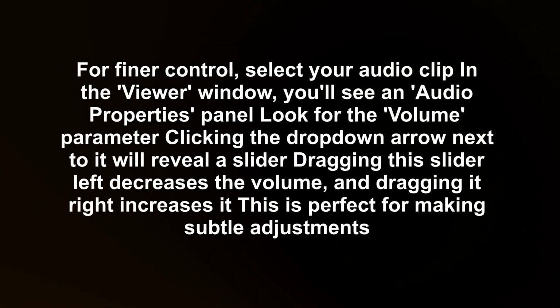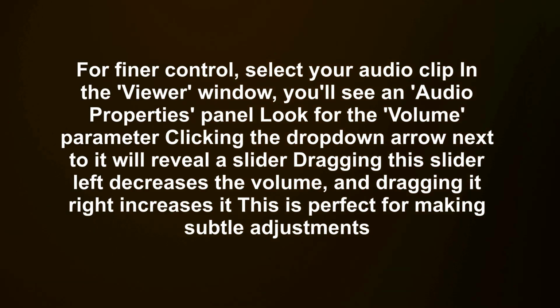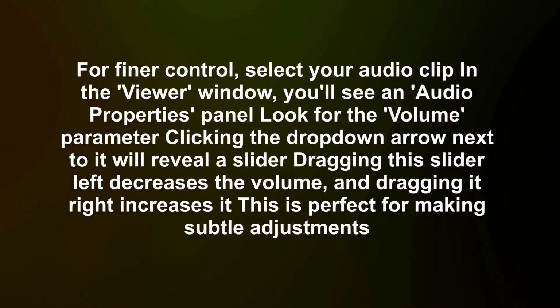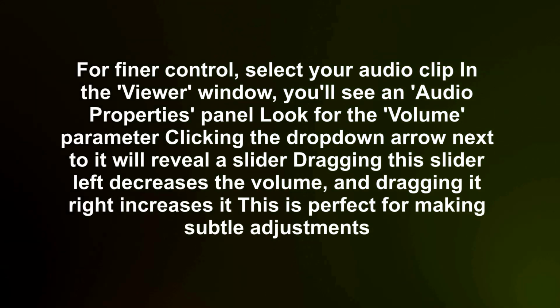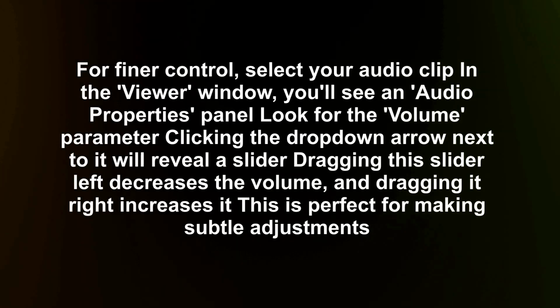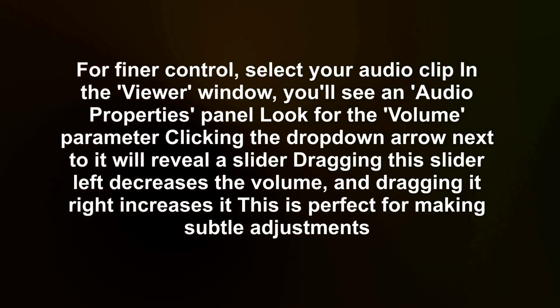For finer control, select your audio clip in the viewer window. You'll see an audio properties panel. Look for the volume parameter. Clicking the drop-down arrow next to it will reveal a slider. Dragging this slider left decreases the volume, and dragging it right increases it.